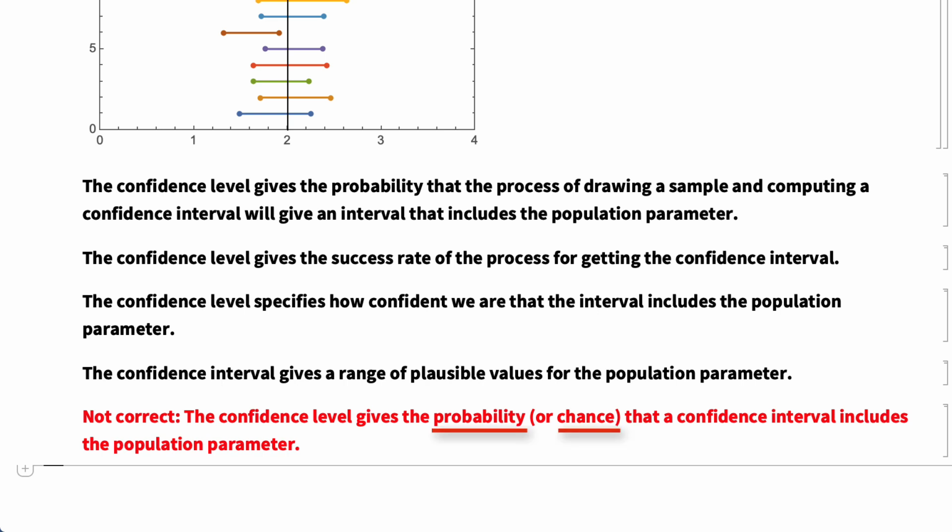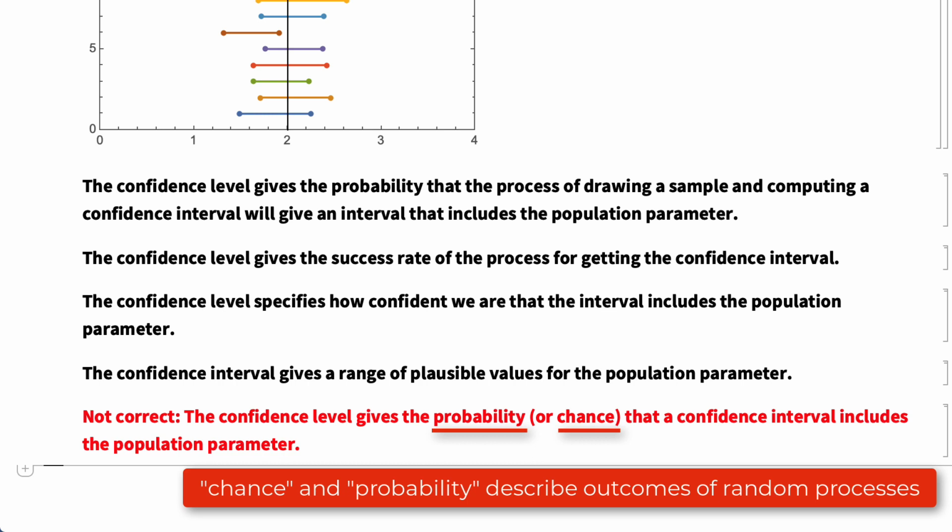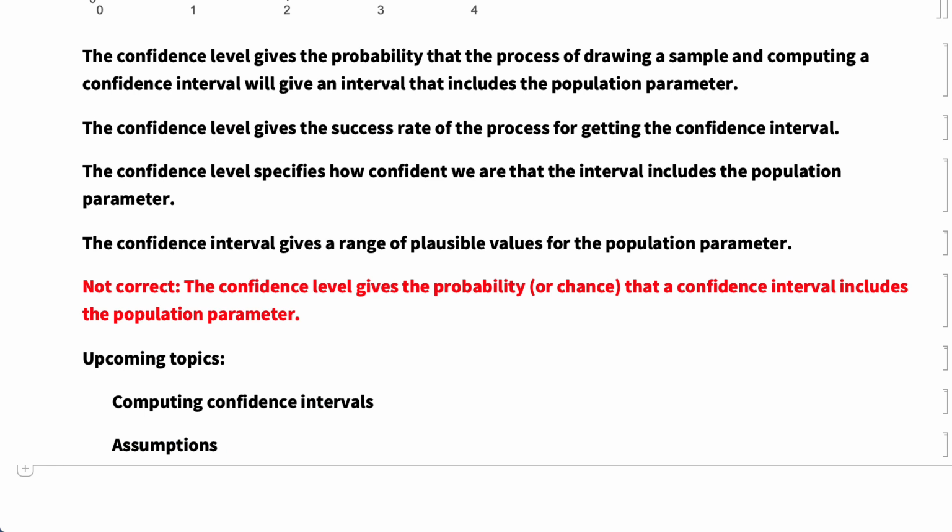Words like chance and probability are important words in statistics. Chance and probability are used to describe outcomes of random processes. It is meaningful to say, for example, that a process of computing a confidence interval has some probability of giving a certain result, but an individual confidence interval is not a random process, it's just an interval. The next few sections will explore the more mathematical topics of how a confidence interval is calculated and the assumptions that go into that calculation.